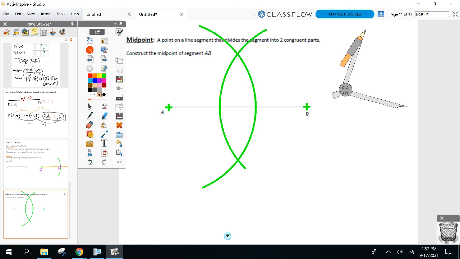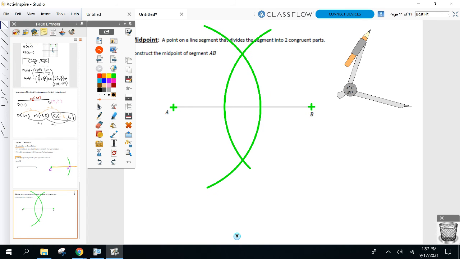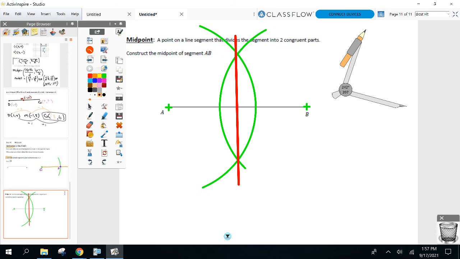What are you going to do with those 2 intersection points? You're going to line up your straight edge and draw a line through them. And guess where the midpoint is? On that line where it crosses AB. Correct. There you go.